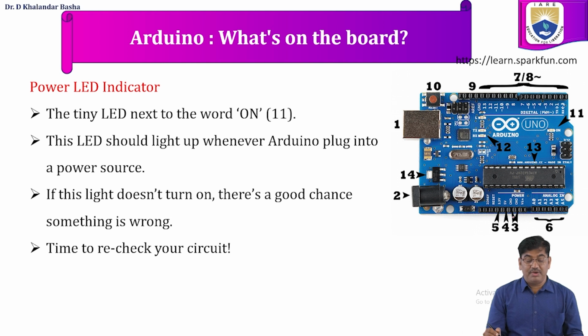Next we have the power indicator. Next to the word ON, you can see a tiny LED. This LED should light up whenever the Arduino board is powered, that is, when the Arduino is plugged into the power source. If the light does not turn on, there is a chance something went wrong, so we have to recheck the circuit.